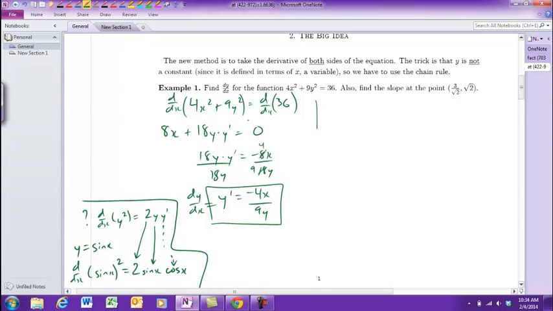And the second part says find the slope at the point 3 over the square root of 2 comma the square root of 2.